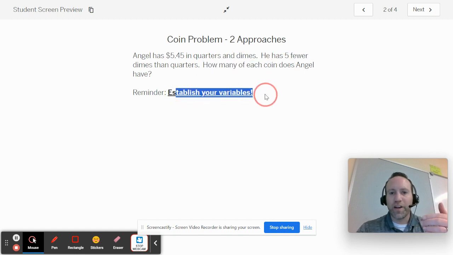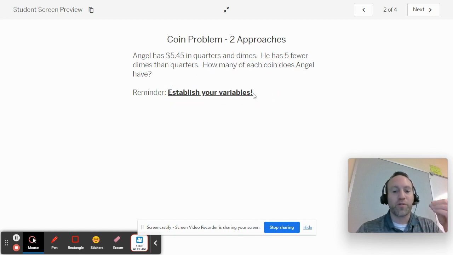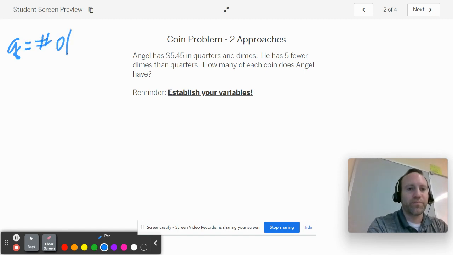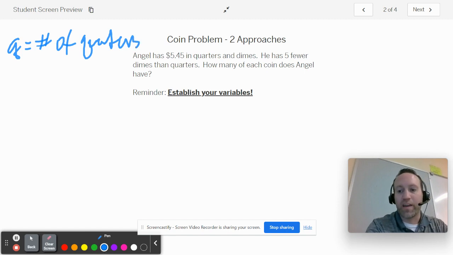So when you establish your variables, reminder that you establish them correctly. They should be unknown values or unknown numbers. If you forgot that, you should write this down. Unknown values. So we can establish, I'm going to use Q and D. My Q is going to be my number of quarters. You'll never see me start a word problem any other way. I always start with establishing the variables. D is going to be the number of dimes.